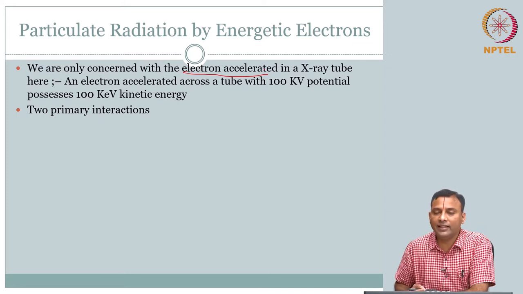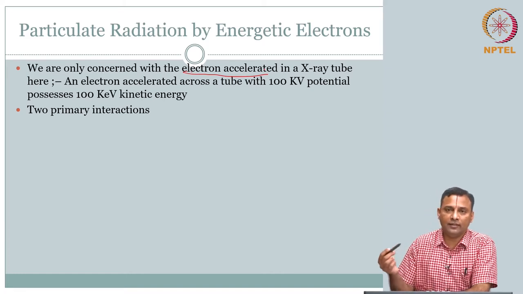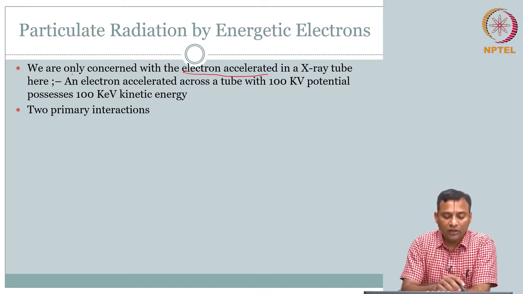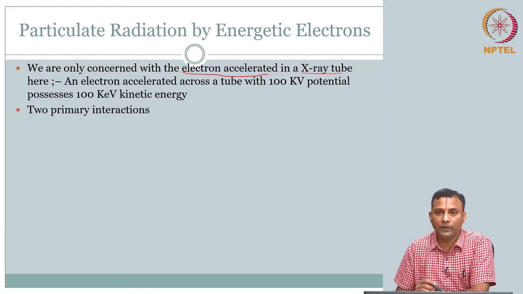Actually, we saw this in one of the examples yesterday when we wanted to calculate the number of atoms that will be ionized. We already said in an X-ray tube, for example, we have tungsten at the anode, remember? So we are only concerned with electron accelerated in an X-ray tube here. That is the particulate radiation that we will use.